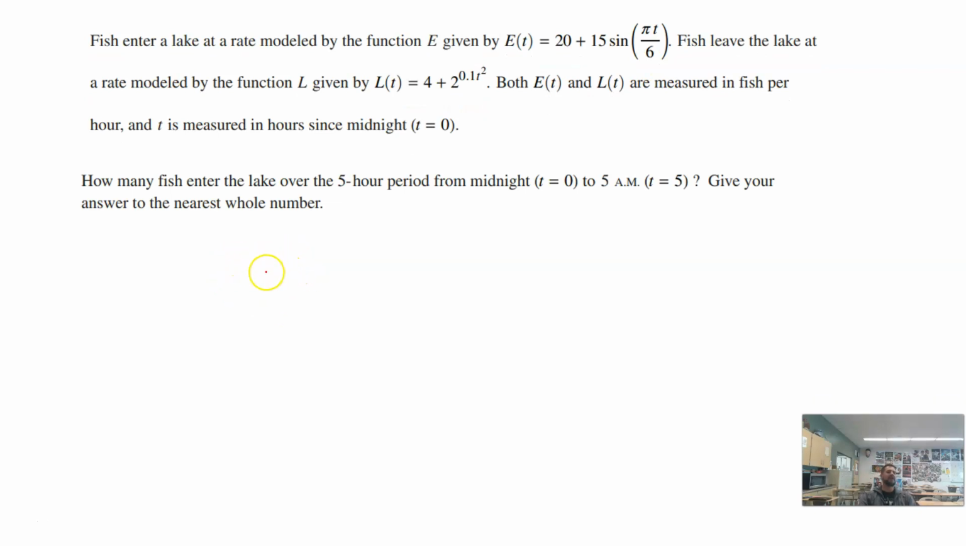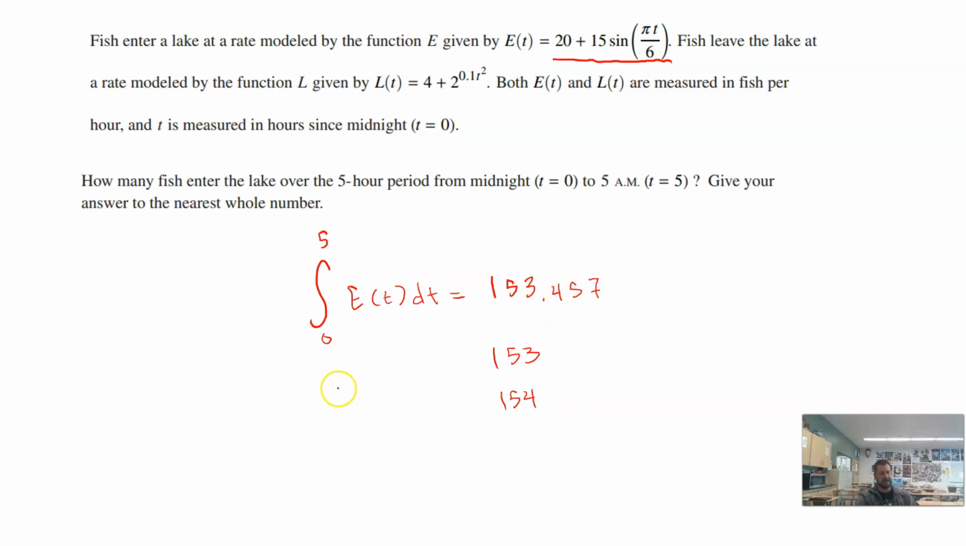The first one just wants to know how many fish enter the lake over the 5-hour period from midnight to 5 o'clock. Well, because we're only talking about entering the lake, we're going to do the integral from 0 to 5 of E of t. So we just plug that into our calculator and make sure you're in radian mode. That's about the only mistake I could really see you making here. And when you do that, you get 153.457. So if you put 153 or 154 or 153.457, any of those answers would suffice on letter A.